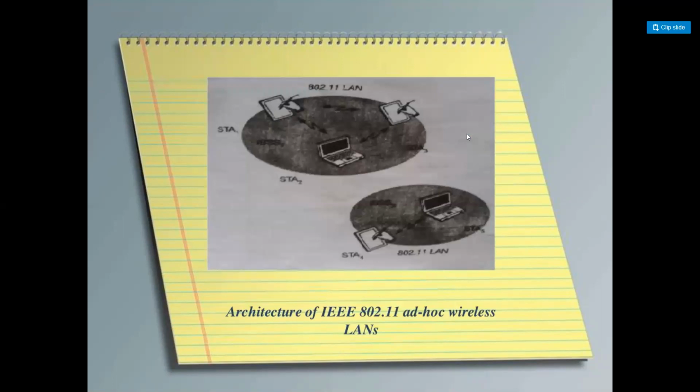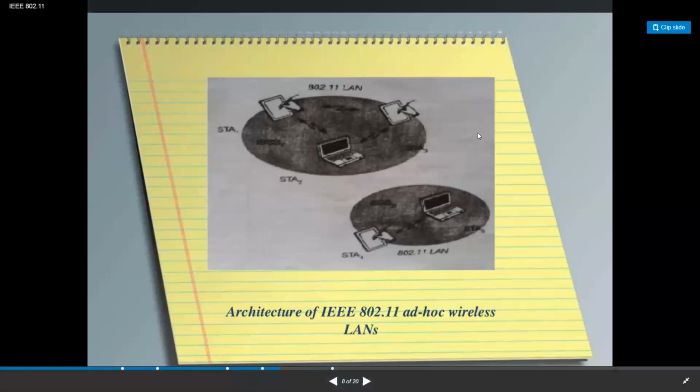This is one more architecture of IEEE 802.11. The previous one is the IEEE 802.11 normal architecture. This is the ad hoc wireless LAN. The difference between the normal wireless LAN and the ad hoc wireless LAN is that here we don't have any portals and we don't have any access points. See here, this is one BSS. In this BSS, we have our own LAN.